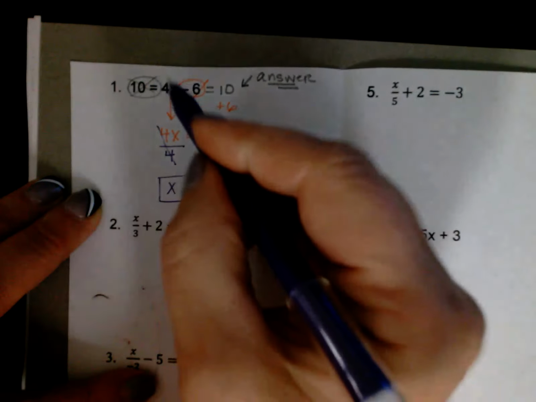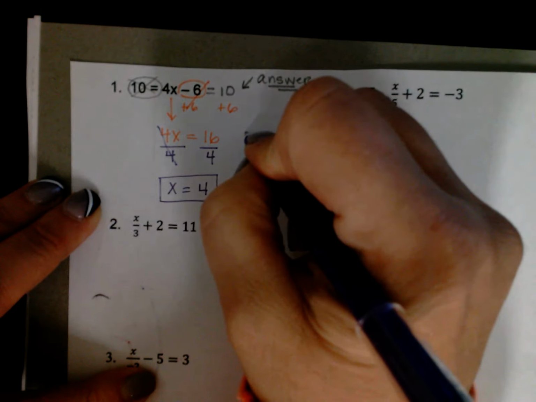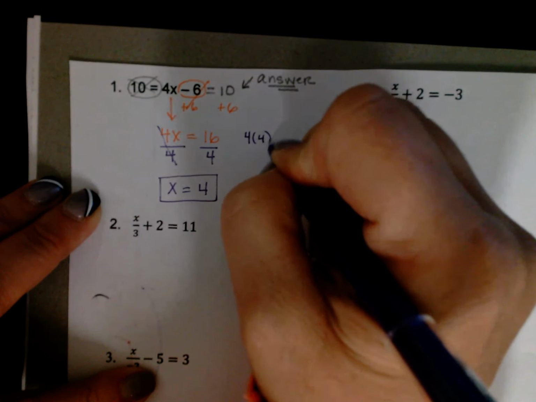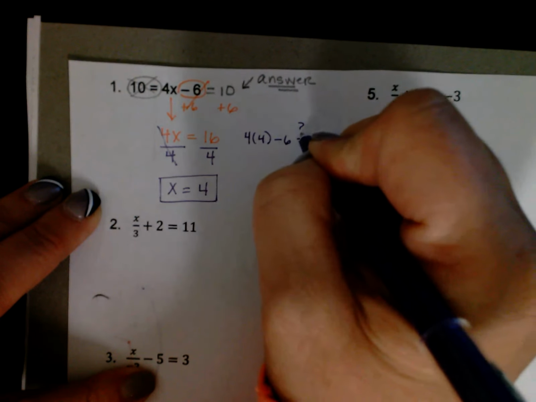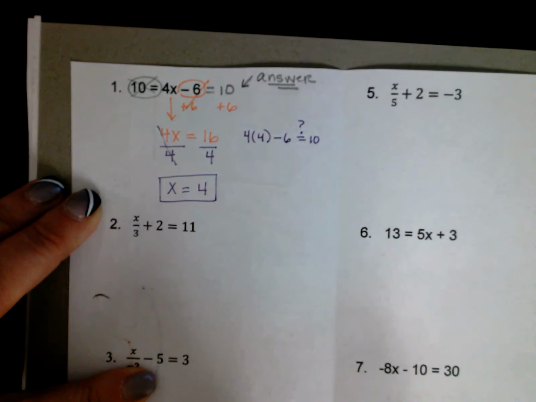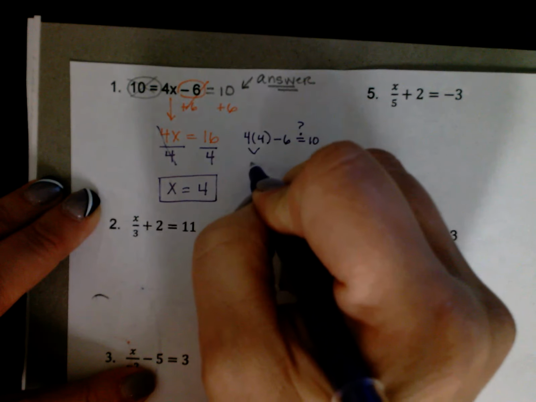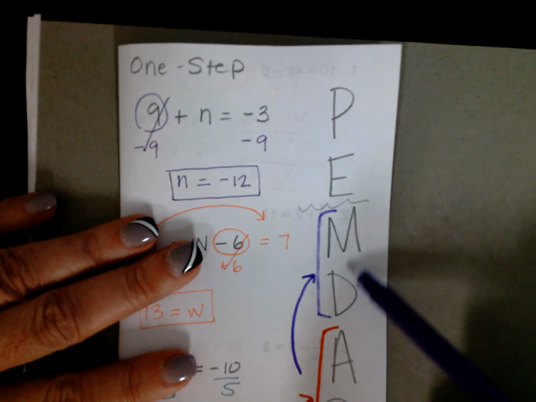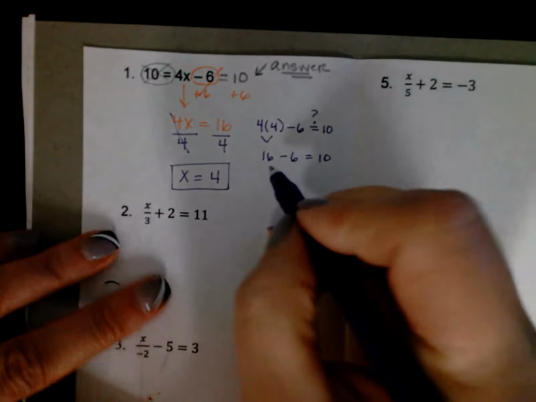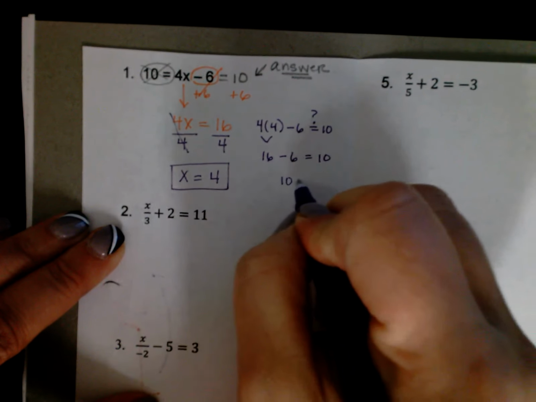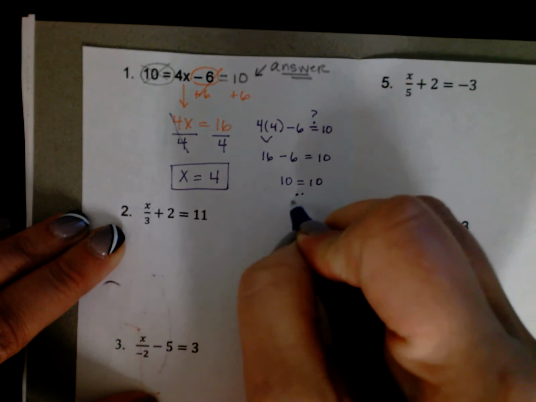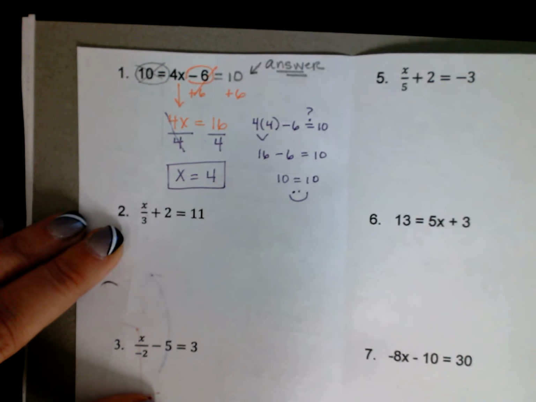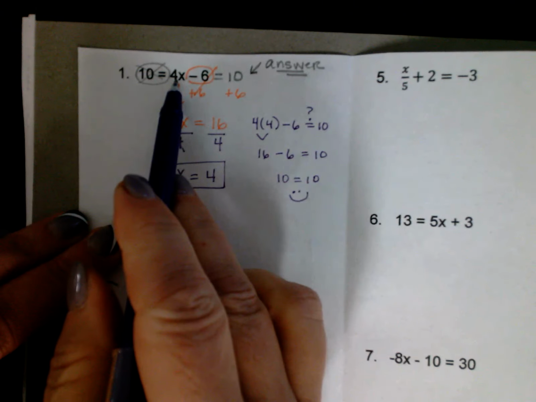Now I can test this a minute. Where that letter X is, I will put in the number 4 to see if I really get 10. 4 times 4 is 16. I did order of operations starting at the beginning. I had to do my multiplying and dividing first because I didn't know the answer. 16 minus 6 is 10. So, ta-da! We got the right answer. Our missing number was 4.